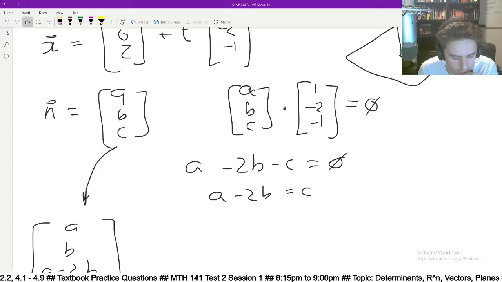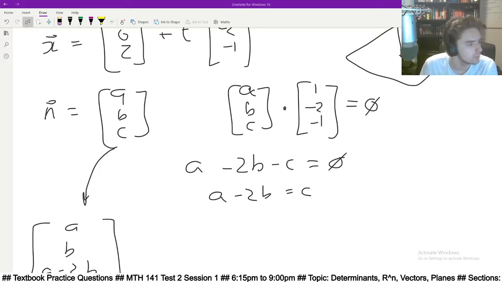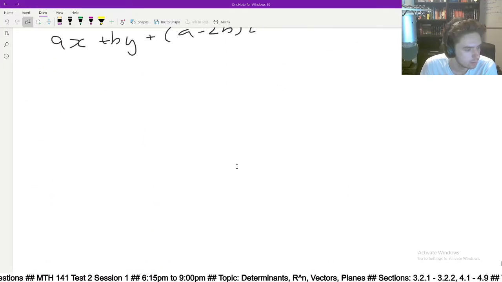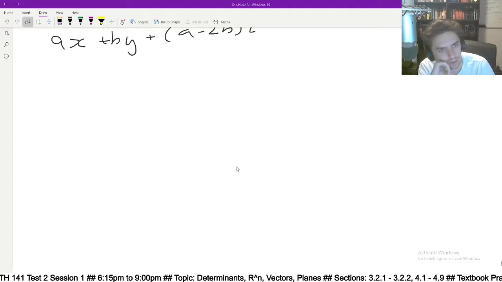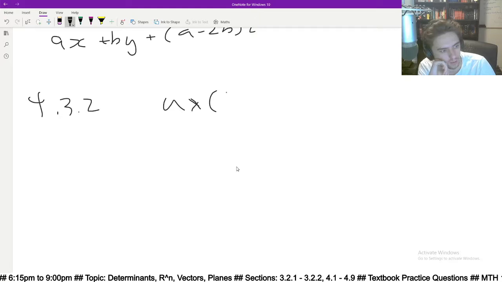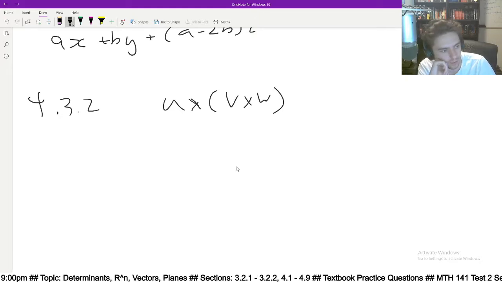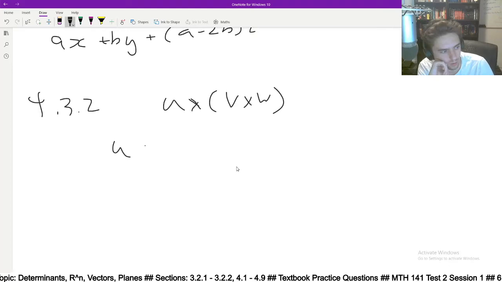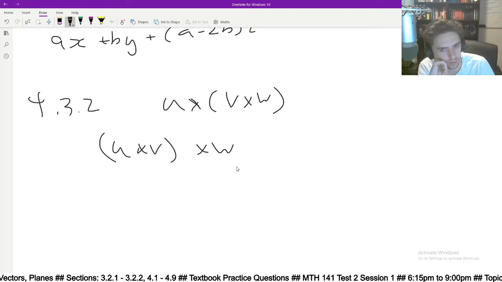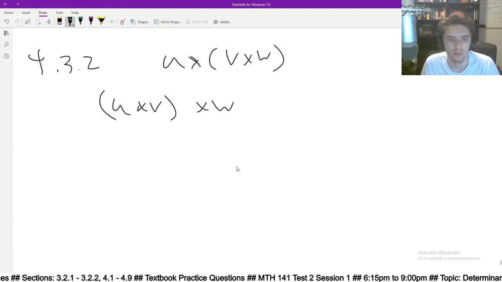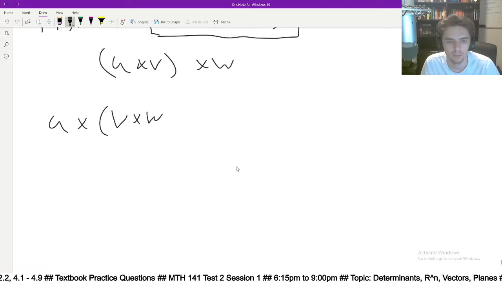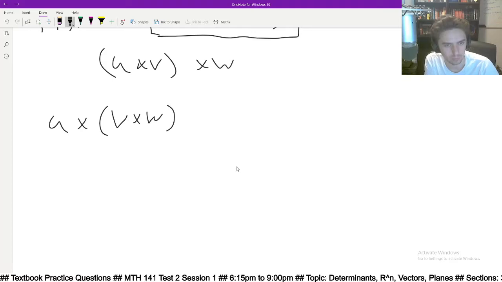4.3.2, yeah, I'll take a look. So 4.3.2 says: show that u cross v cross w does not need to equal u cross v cross w, by calculating both. So let's do that. First of all, let's calculate this one. I have the vectors here, I guess I'll write them here.